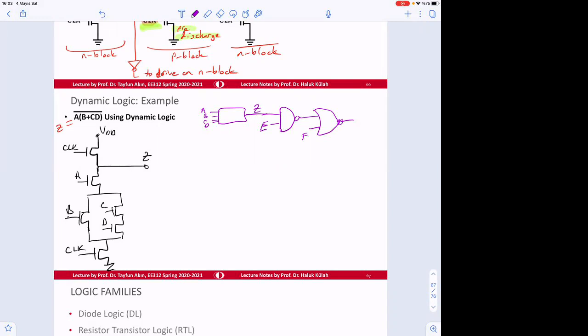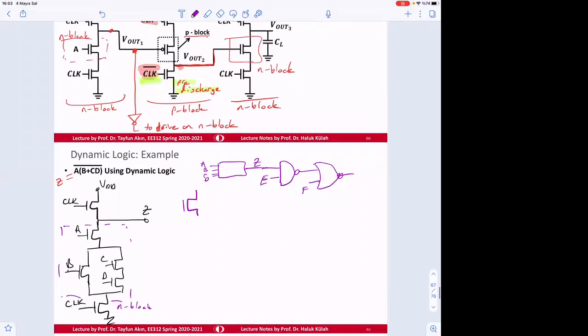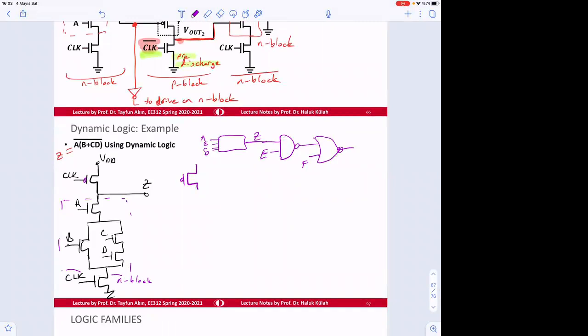How can we do this in this logic? So, since this is N block here, we need to use the next gate as P block. So the next gate should be P block. Therefore, we put here clock bar, first of all.